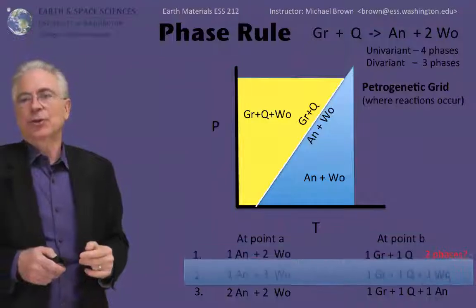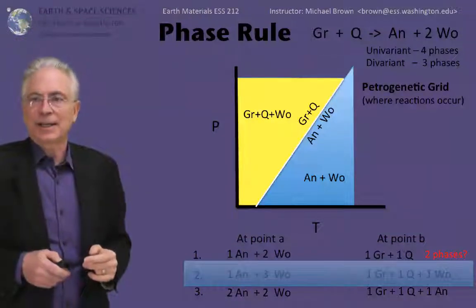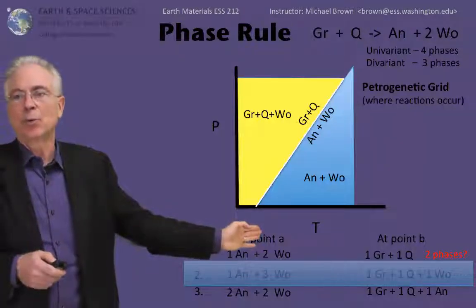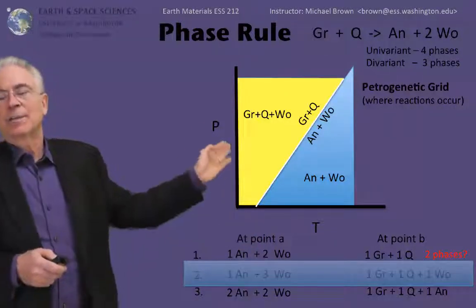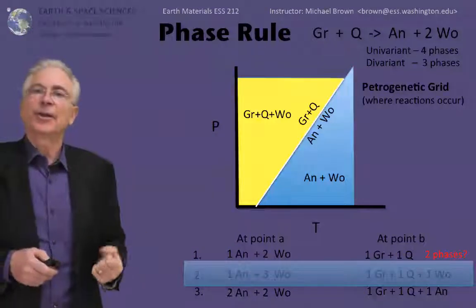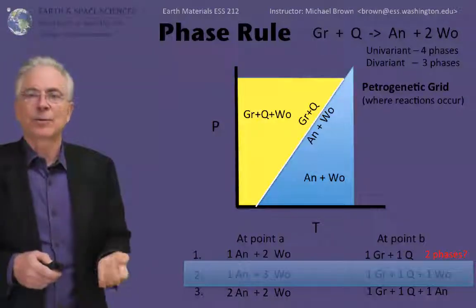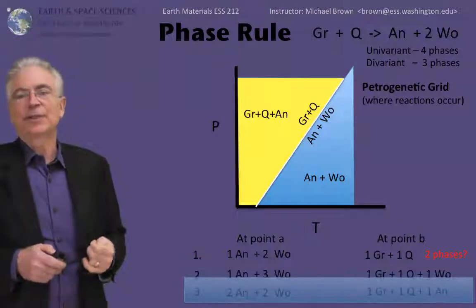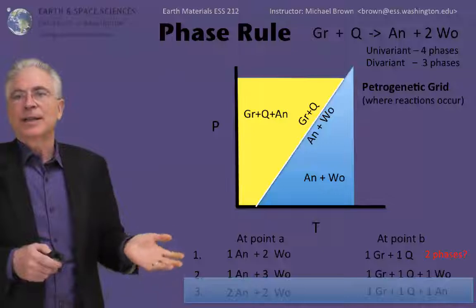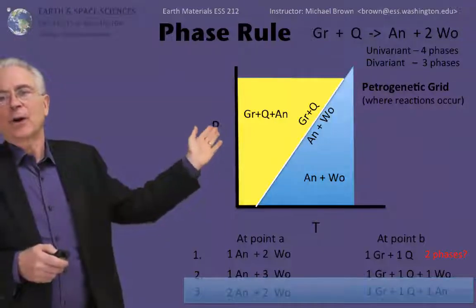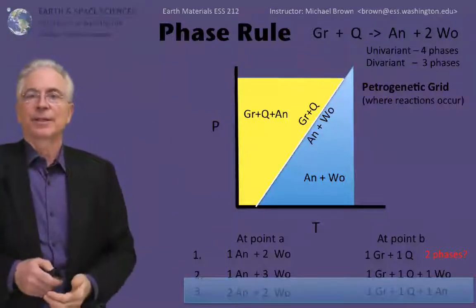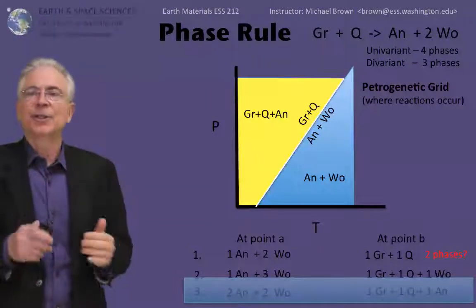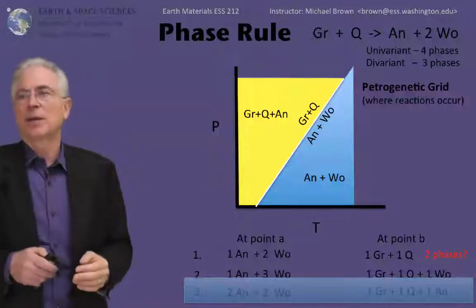However, if I switch to more wollastonite, I still have anorthite plus wollastonite stable at low pressure and high temperature, but now in the yellow field I have three phases present: grossular, quartz, and wollastonite. And if I change the composition again to the third example, then in fact in the yellow area I have grossular, quartz, and anorthite present. So which phases are present in each of these fields depends on the bulk composition.